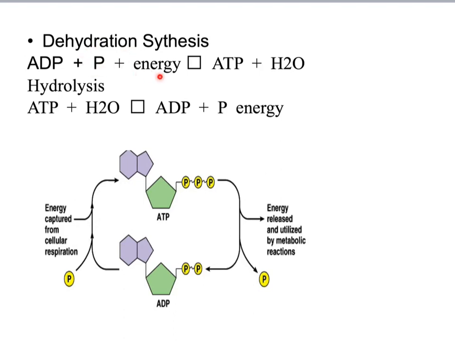Using some energy derived from metabolism in the breakdown of our food, we end up with the formation of a molecule of ATP. In addition, we end up forming a molecule of water, hence the title dehydration synthesis, removing a molecule of water, producing a molecule of ATP. The antithesis to that would be hydrolysis.